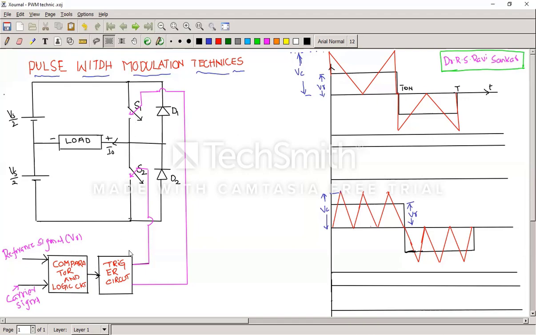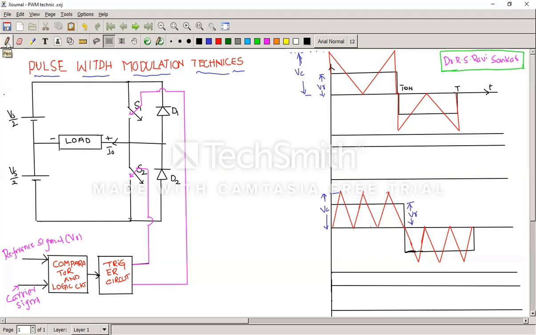During positive cycle, this triggering circuit is giving the pulse to the S1. During negative cycle, this triggering circuit is giving pulse to the S2. This triggering circuit will be activated by this comparator and logic circuit. Now here, in a pulse width modulation technique, there are three techniques.